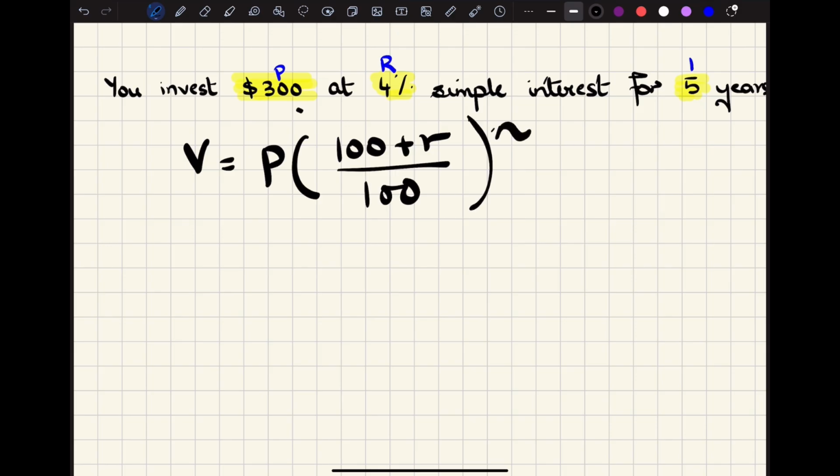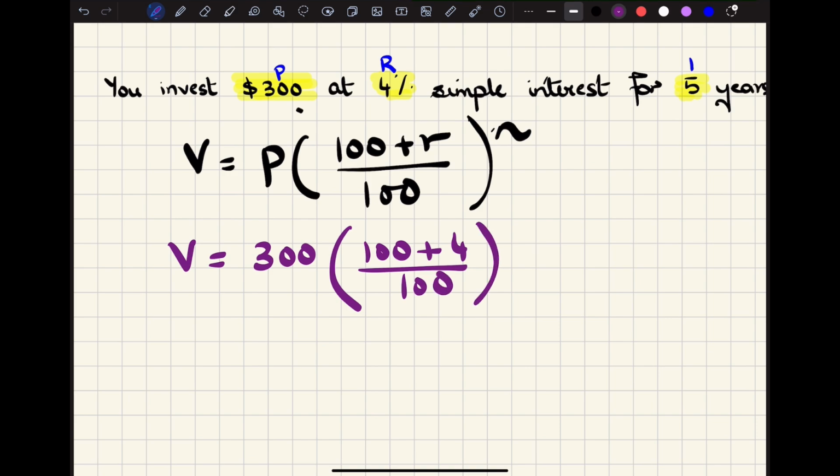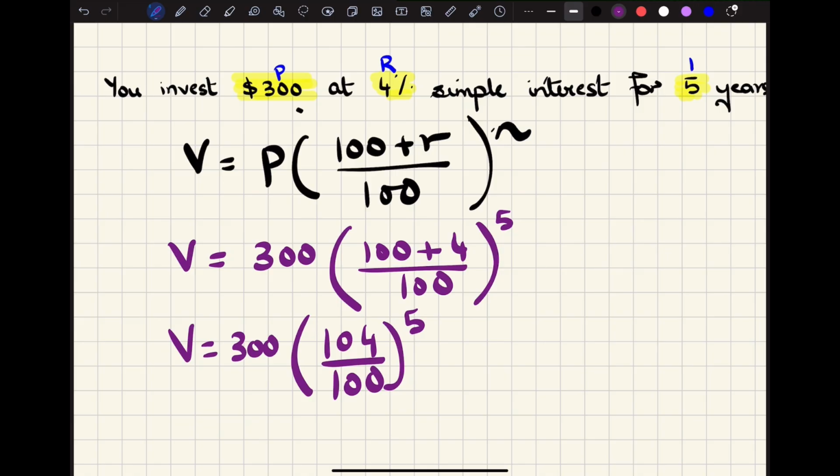Let's substitute values. What is P? P is 300. What is R? 4 over 100 raised to the power 5 for n number of years. Okay. So V is equal to 300 into (104 over 100) raised to the power 5, which is the same as 300 into 1.04 raised to the power 5.